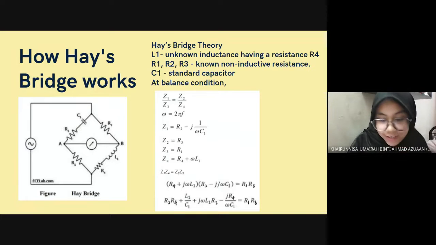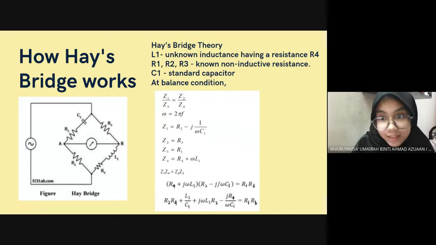Next, I will be sharing how it works. As you can see from the figure, Hay Bridge has four arms consisting of four impedances named Z1, Z2, Z3, and Z4, one in each arm. One of the impedances is unknown, meanwhile the others are known impedances. Impedances are the combination of resistance, inductance and capacitance. As you can see from the figure, there is a capacitance and inductance. The balance equation for the Hay Bridge is Z1 Z4 equals Z2 Z3.